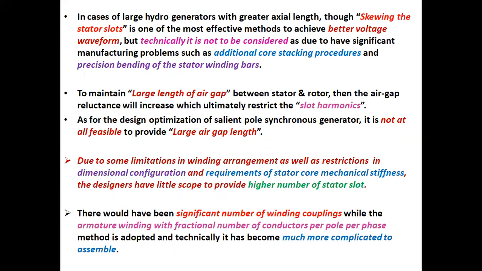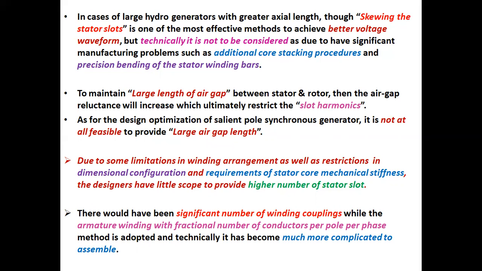In cases of large hydrogenerators with greater axial length, though skewing the stator slots is one of the most effective methods to achieve a better voltage waveform, technically it is not considered, due to significant manufacturing problems such as additional core stacking procedures and precision bending of stator winding bars. If a large air gap is maintained between stator and rotor, then the air gap reluctance will increase, which ultimately restricts the slot harmonics.